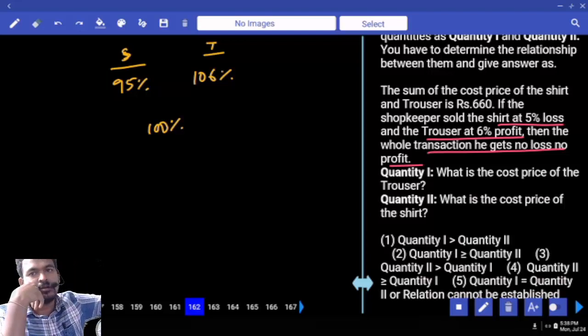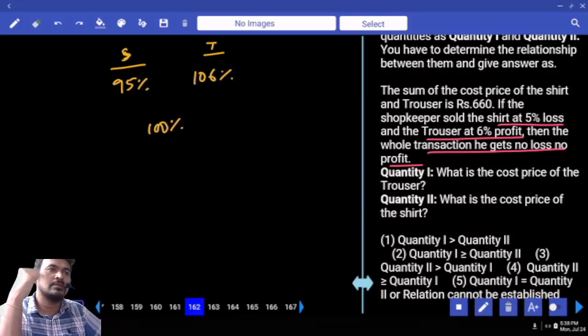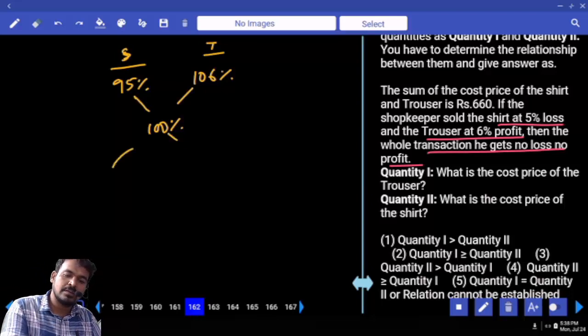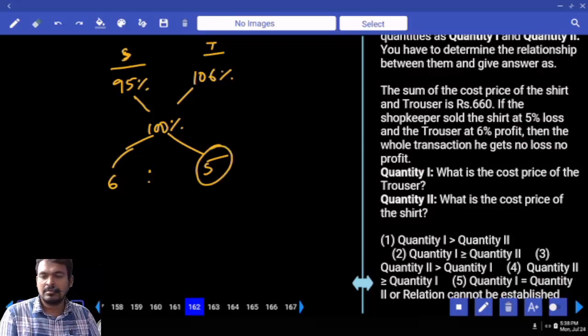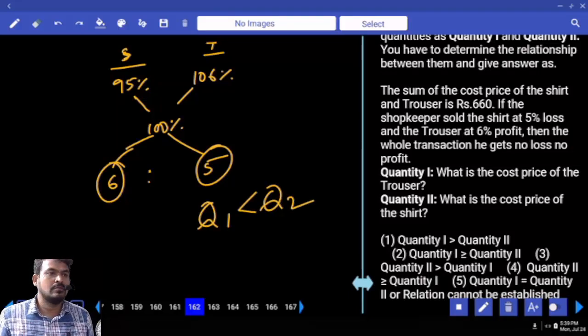95 selling price or cost price? Selling price. 106 also selling price. Then 100 also selling price. Simplify these three. We get the ratio: 95 differs from 100 by 5, 106 differs from 100 by 6. What is the ratio? 6 is to 5. Trouser cost is how many parts? 5 parts. Shirt cost 6 parts. Then the answer: Q1 less than Q2.